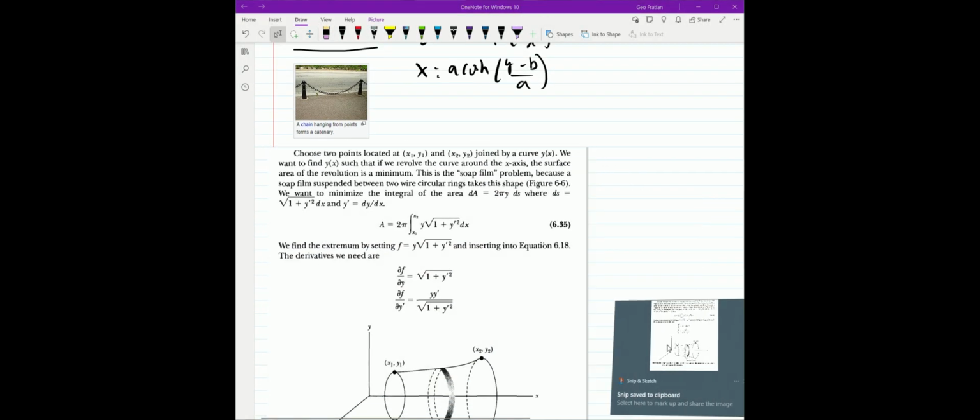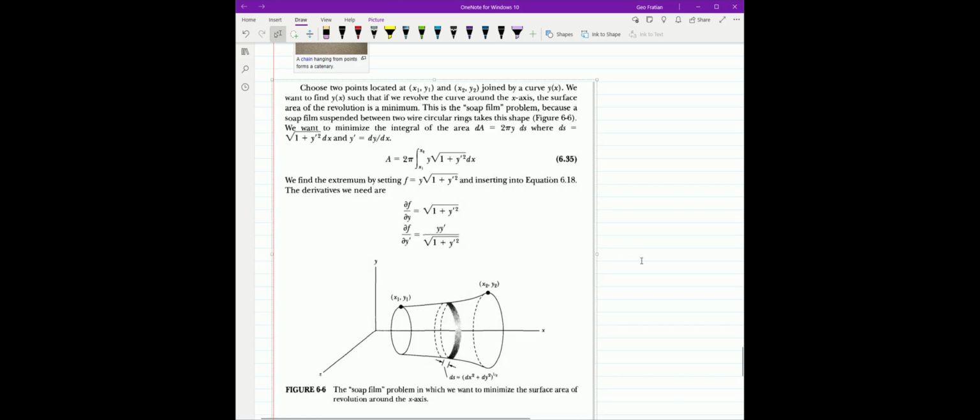Let's choose 2 points located at the points of interest, joined by some arbitrary curve y of x. We want to find y of x such that if we revolve the curve around the x-axis, the surface area of the revolution is a minimum. So we want A to be minimized. Remember dA was this and ds was that.